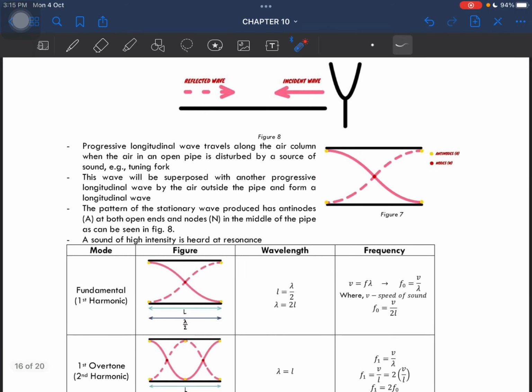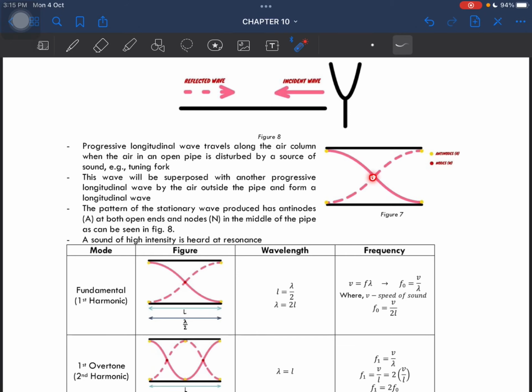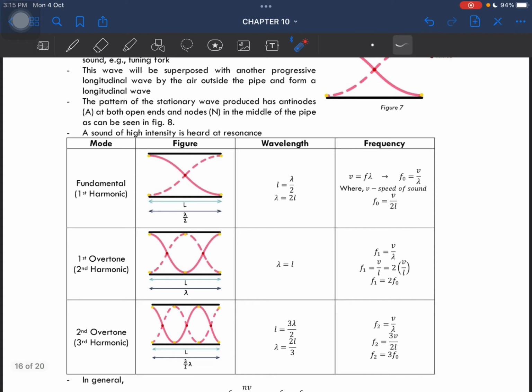So it is shown here. It will produce antinodes and nodes in the middle of the pipe here. So this is the node, and then this is the antinode. Again, if resonance occurs, a sound with a very high intensity can be heard.